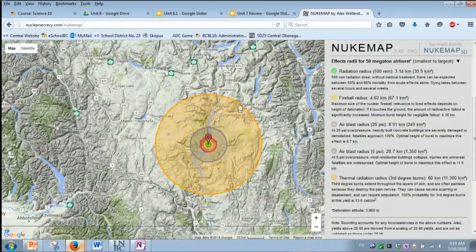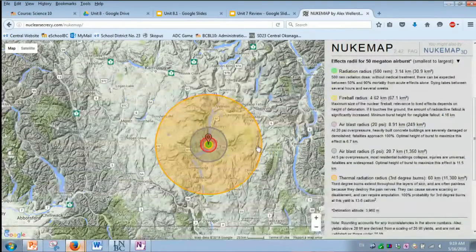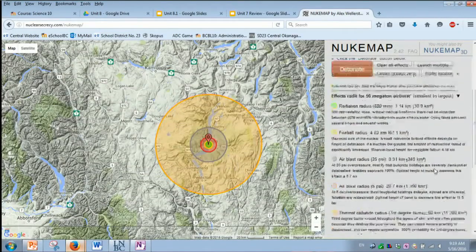I think the most amazing part of this one is the outer circle here, the thermal radiation. So third degree burns from Armstrong all the way to Oliver, almost up to, we're talking past Big White, and then almost to Merritt. Everyone in that area would receive third degree burns. So it's absolutely amazing. And that was only half as big as they had planned.